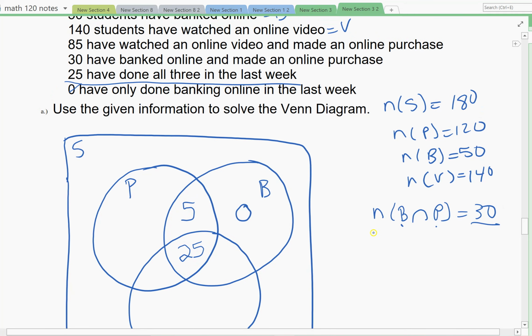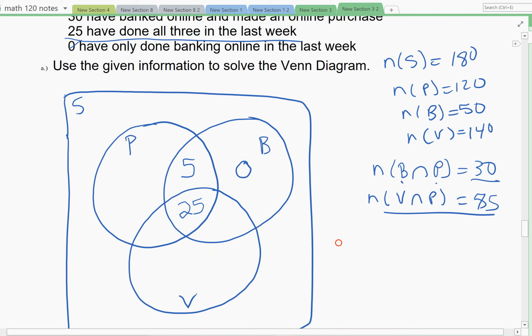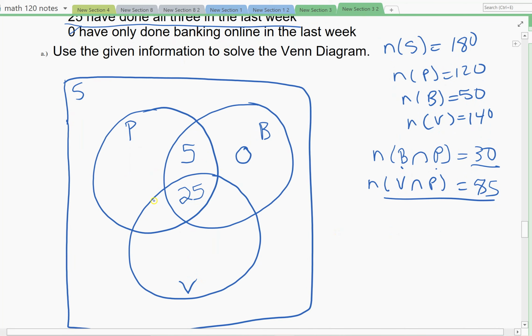Alright, the next one on my list is the 85 who have watched a video and made an online purchase. So there should be 85 in the video and online purchasing. Now I'm in the video and online purchasing wedge. 85 people should land in this wedge. I've already counted 25 of them. And so I take my 85, subtract away my 25, and that's this region here. 85 minus 25 is 60. 60 people in the survey watched a video and made an online purchase and did not bank.